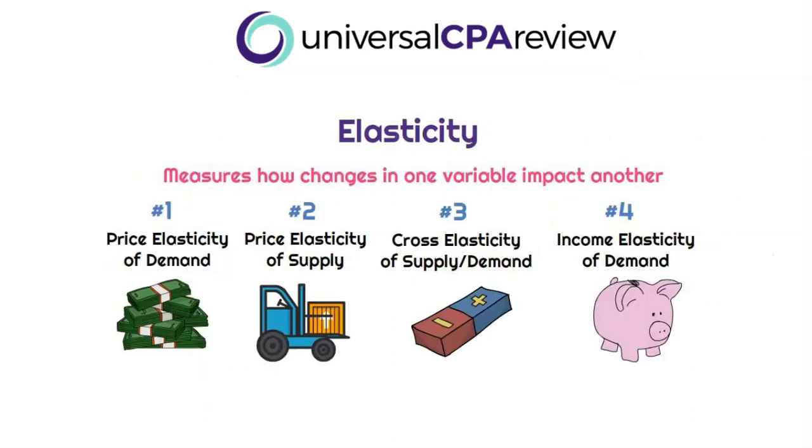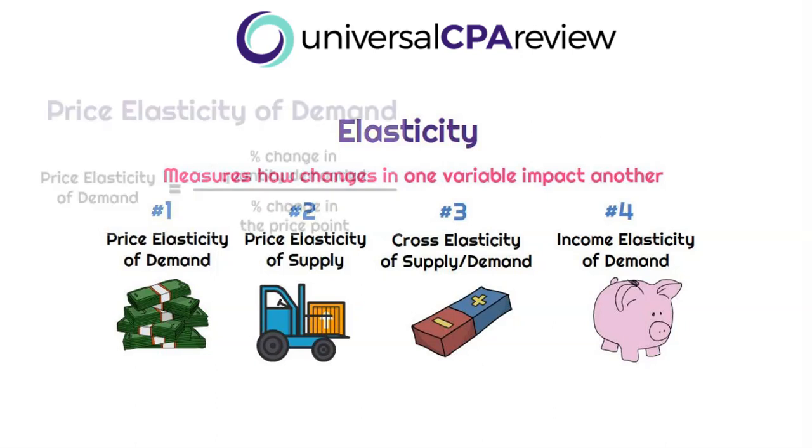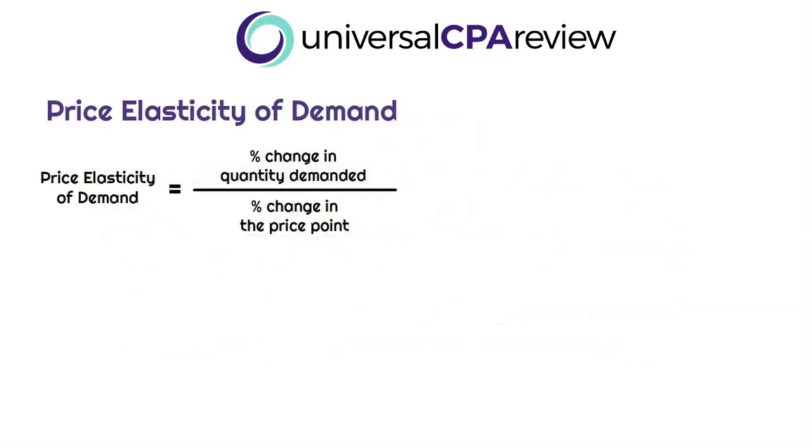You've probably heard the term elasticity, and elasticity measures how changes in one variable affect a change in another variable. So there's 4 types of elasticity measures we're going to talk about. That is the price elasticity of demand, the price elasticity of supply, cross elasticity, and then we'll talk about income elasticity. So let's talk about the price elasticity of demand, and this just focuses on how percentage changes in price affect the percentage change in demand.